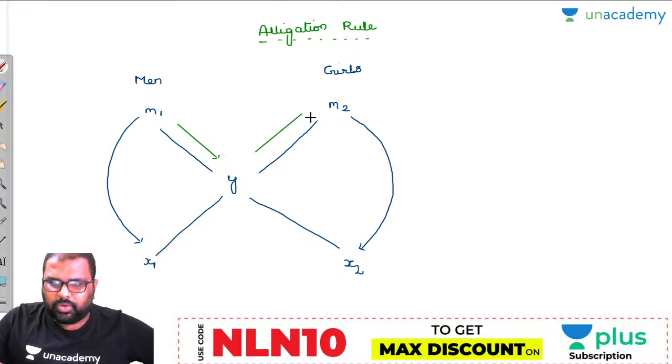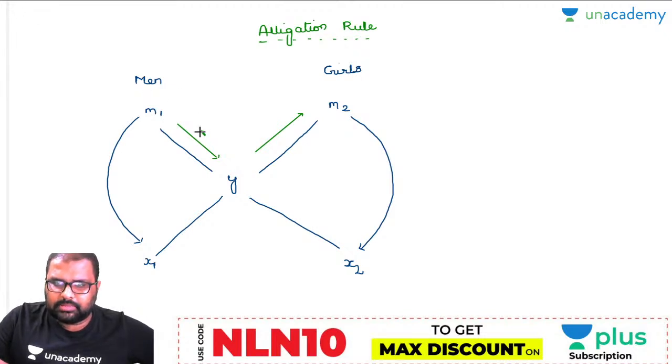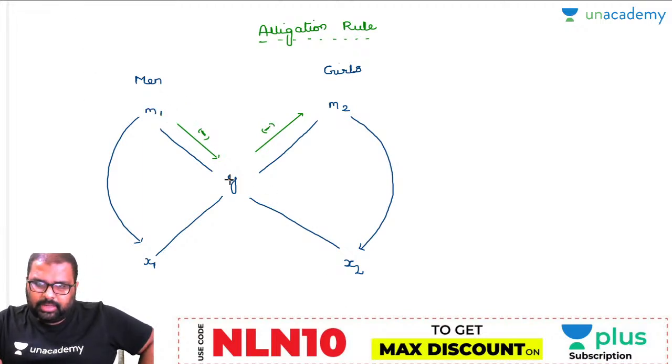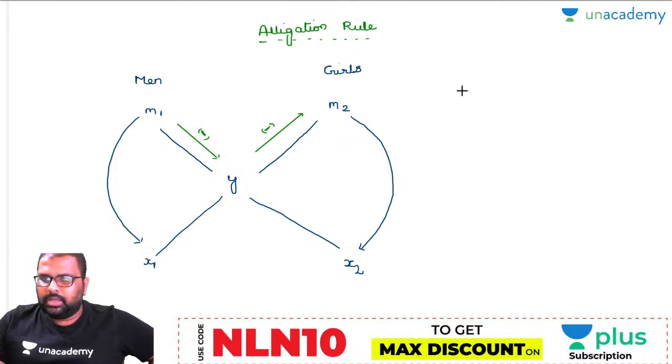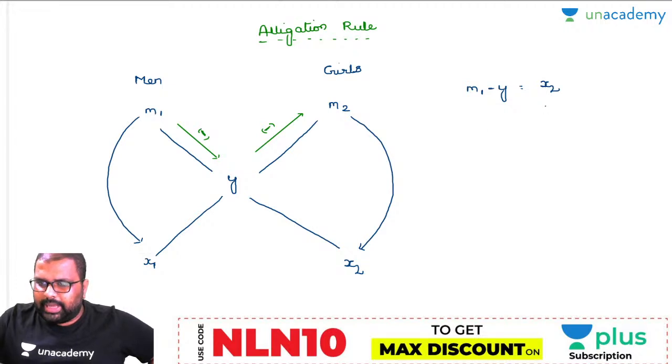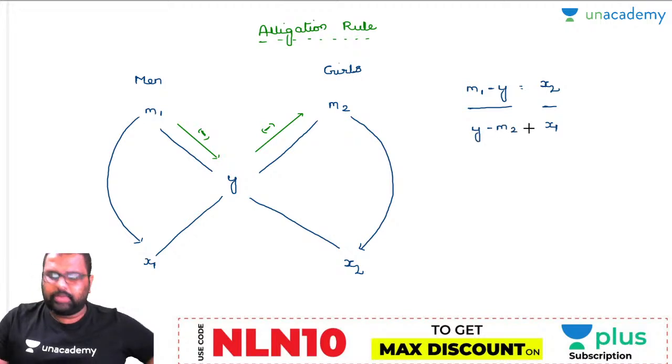So this is the procedure to follow, right? So on this arrow mark, what I am writing is subtraction, minus. Here also minus. Now follow this exact arrow mark. M1 minus y is equal to x2. Right? M1 minus y is equal to x2. Follow the exact arrow mark. Now see here, follow this arrow mark. X1 is equal to y minus m2. Right? Done. I think I am clear regarding this.